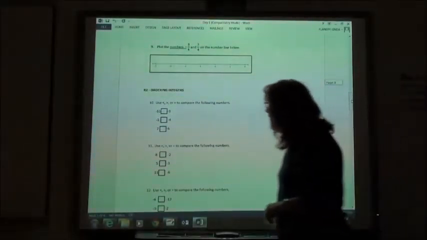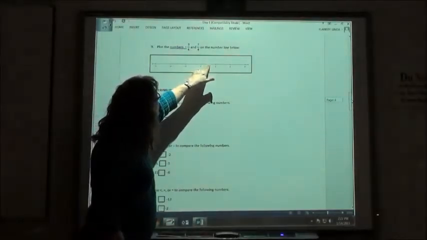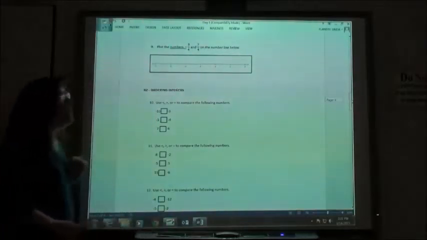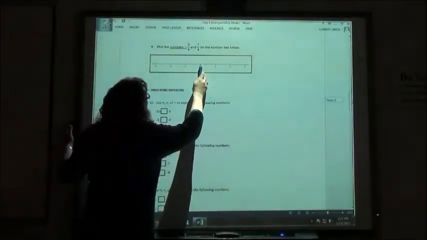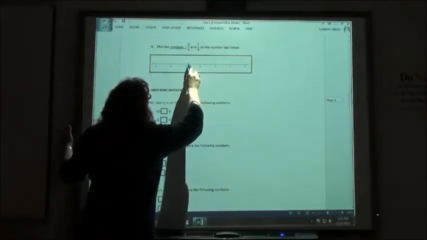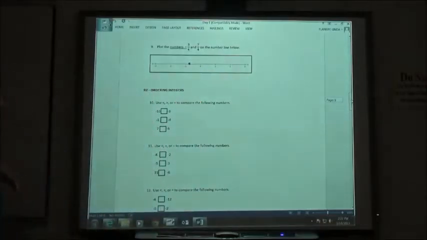Number 9. Here, if I count between 0 and 1, I only have 1, 2, 3, 4 spaces. I'm in fourths. Both of those happen to have denominators of 4, so I can go ahead and just plot those. -3/4. I start at 0. -1/4, -2/4, -3/4 is right before the -1.